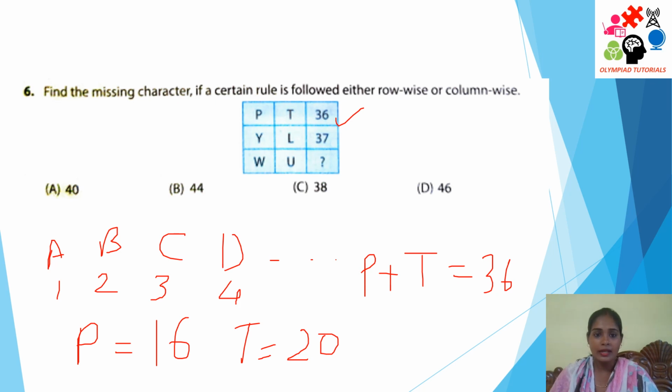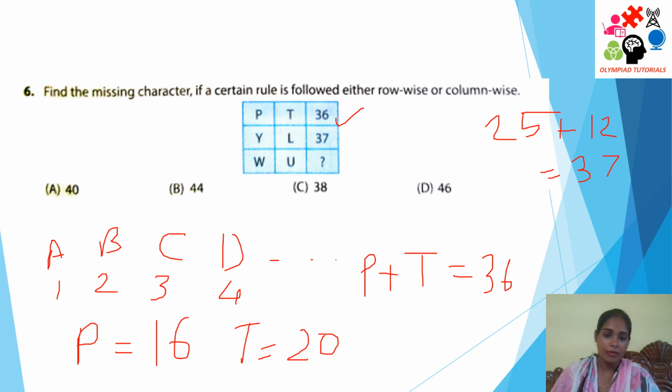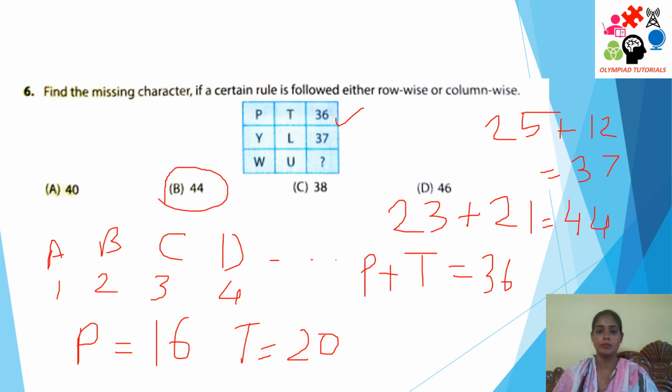Then similarly Y and L: the value of Y is 25 plus the value of L, that is 12, so you will get 37. Similarly, for the last row, you can see W and U. The value of W is going to be 23 and the value of U is going to be 21. So ultimately, you are going to get the answer as 44. So here your option number B, 44, is the correct option.